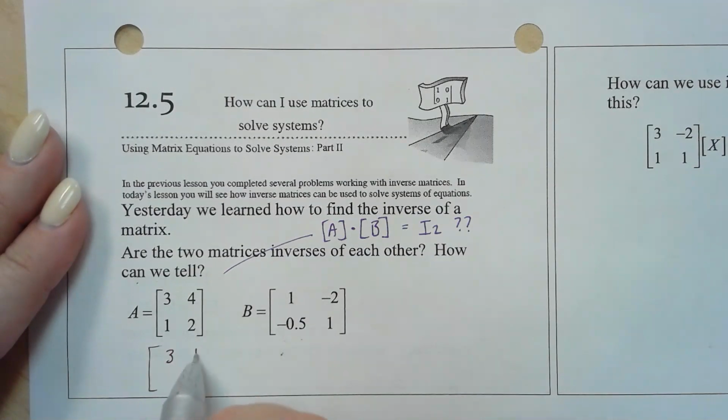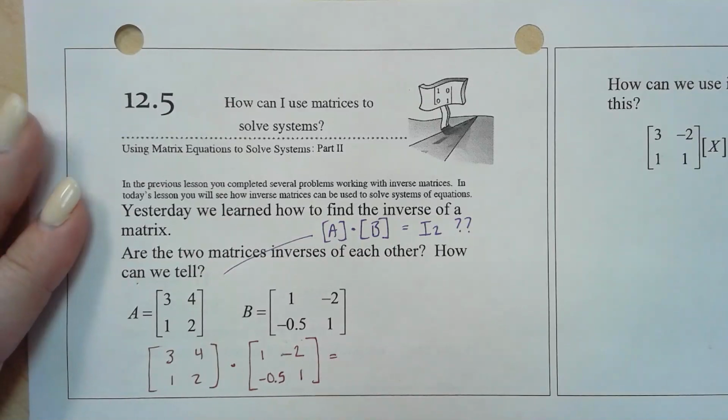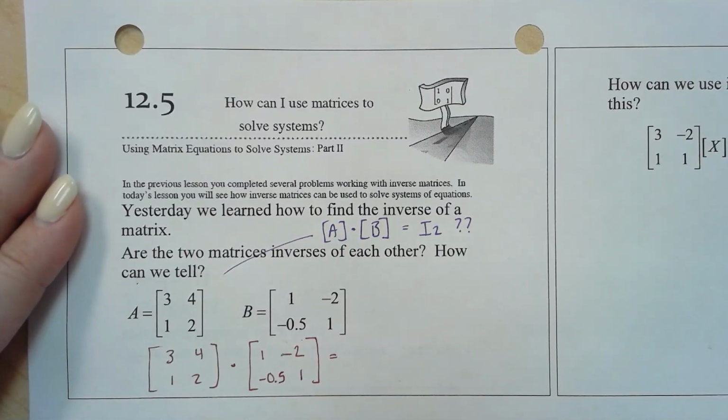I'm going to do 3, 4, 1, 2, and I'm going to multiply that by 1, negative 2, negative 1/2, and 1. Now I'm multiplying a 2 by 2 by a 2 by 2, so I'm going to get another 2 by 2. I'm going to leave myself a little bit of extra room in there.